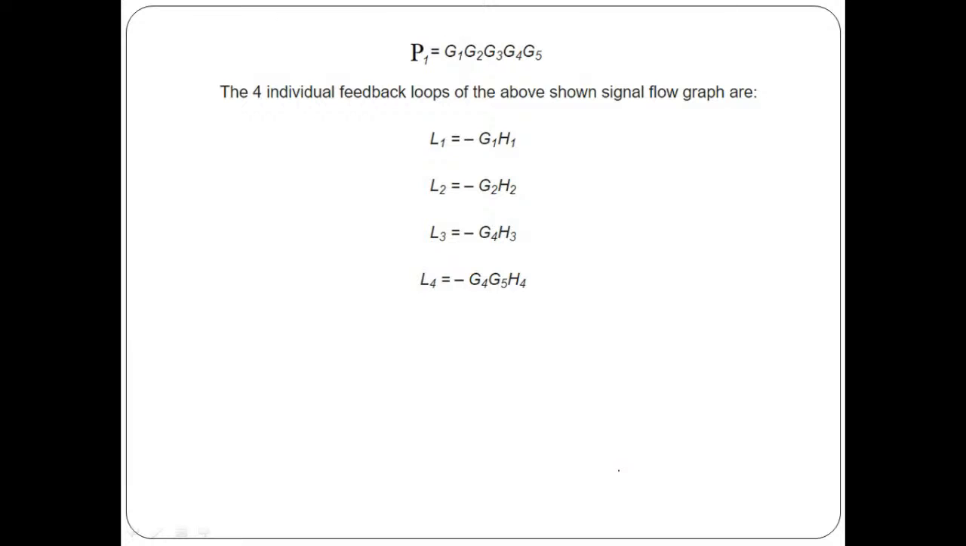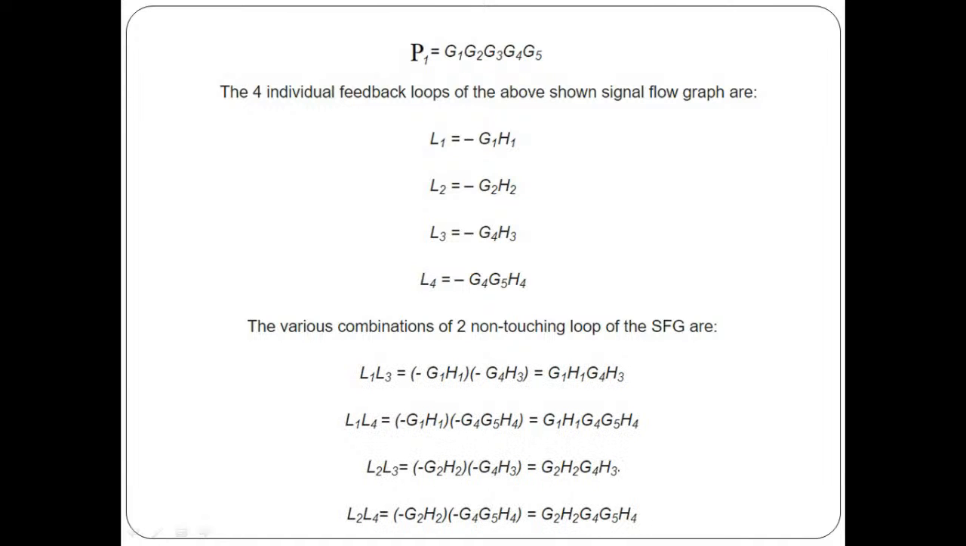In this case, we have only one forward path, then four individual loops L1, L2, L3, L4. Then the pairs of two non-touching loops are like this. Now this is quite a tedious process. You need to identify very carefully how many loops there are, and out of those loops, what will be the possible combinations of pairs of two non-touching loops and three non-touching loops. That is important. So in this case we have four loops and four pairs of two non-touching loops. You need to observe very carefully, and you will get these answers.